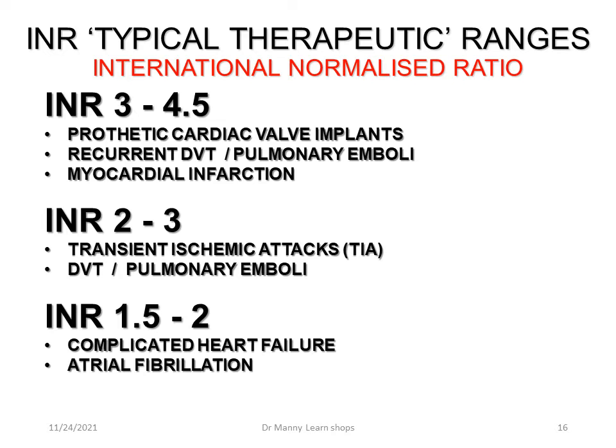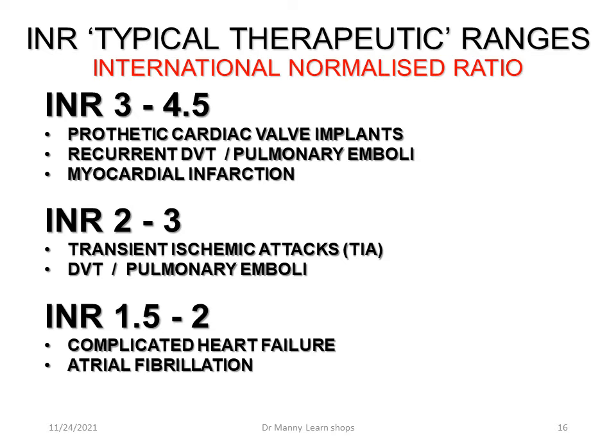Now, the INR has got a typical therapeutic range. The INR of 3 to 4.5 is typically reserved for prosthetic cardiac valve implants, recurrent deep vein thrombosis or pulmonary emboli, myocardial infarction. An INR of 2 to 3 is for transient ischemic attacks, TIAs, intermittent strokes, or deep vein thrombosis and pulmonary emboli. The INR of 1.5 to 2 is reserved for complicated heart failure and atrial fibrillation.